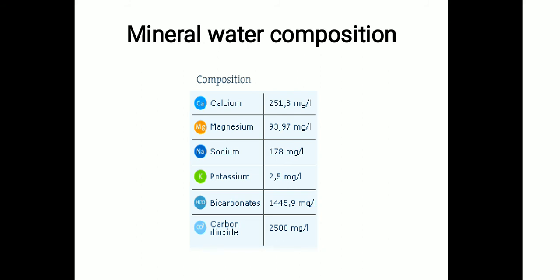Bicarbonates mainly 14,459 milligram per liter. Carbon dioxide is in proportion of 2500 milligram per liter. So this is how the composition of mineral water in general.